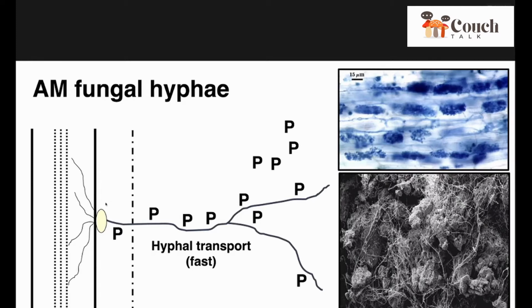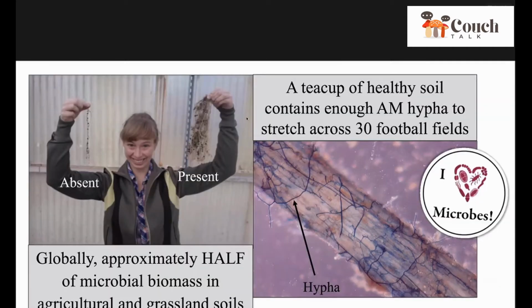And this is really a trade that has happened over millions of years. A relationship has developed where the plant trades some of its extra carbon to the fungi, and the fungi finds resources in the soil to bring to the plant. So it's a mutualistic symbiosis, where both partners benefit.